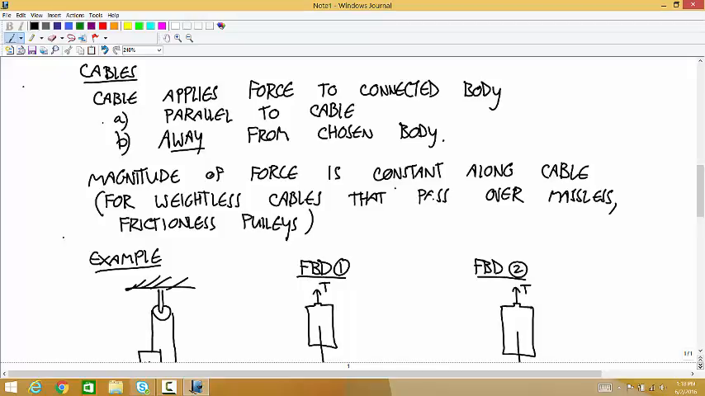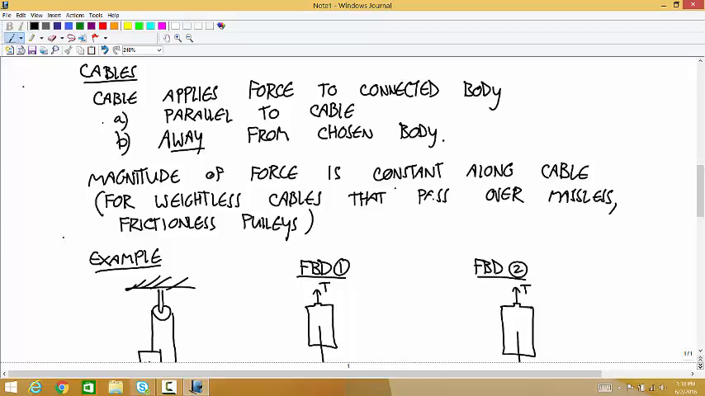Yep. So basically, you're saying that if you follow the cable and it uniformly goes from one body to another, without breaks, you have to use just T. You can't just say T1 and T2. Right. And if they break up into different things, you say T1.